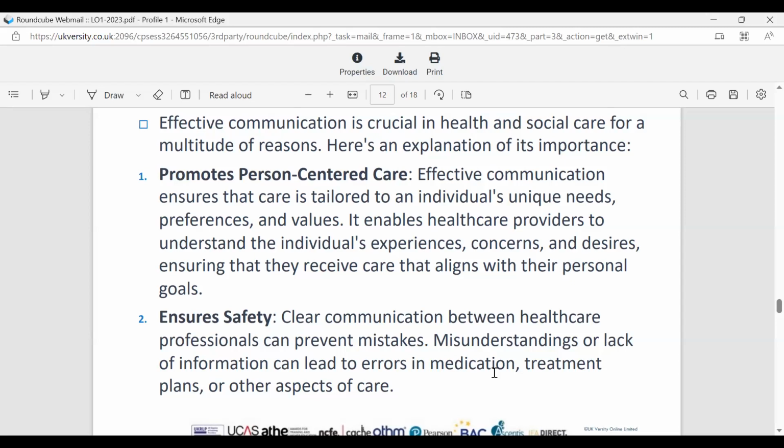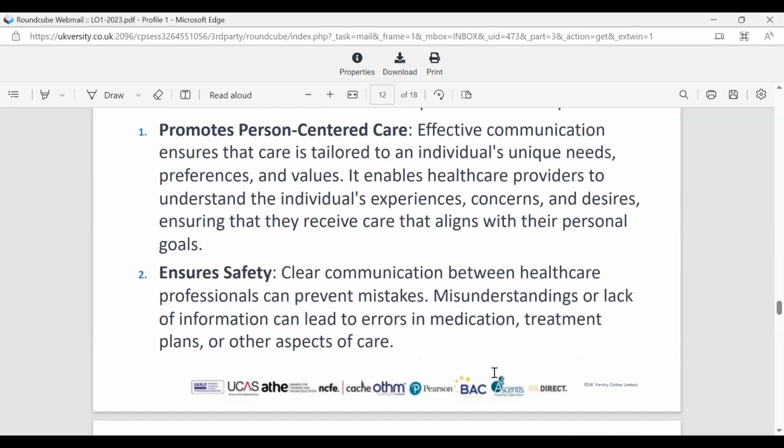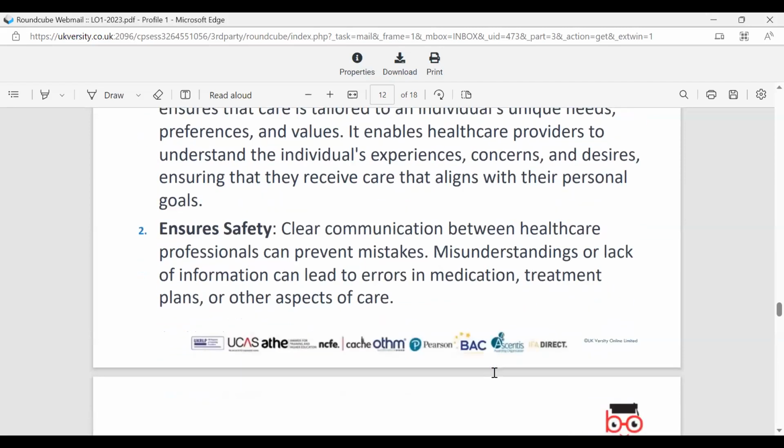It enables healthcare providers to understand the individual's experiences, concerns and desires, ensuring that they receive care that aligns with their personal goals. Ensure safety, so clear communication between healthcare professionals can prevent mistakes.